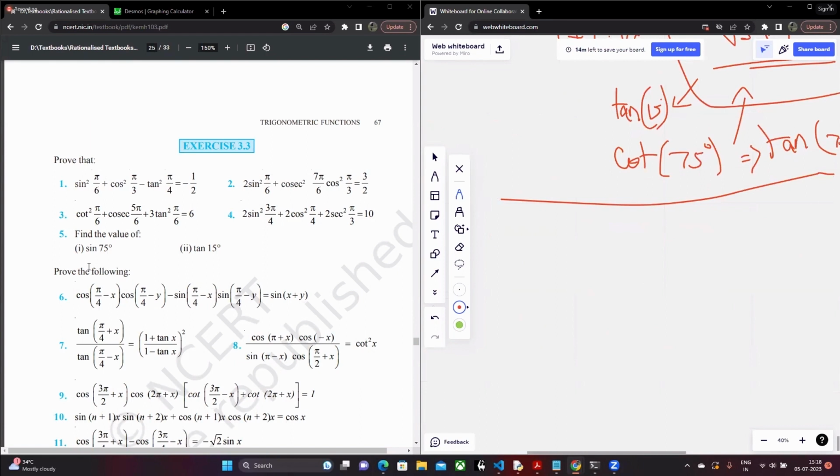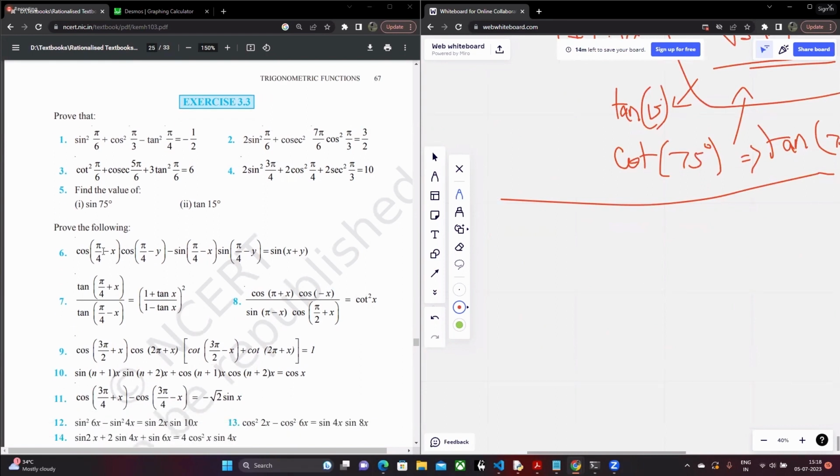From question number 6 onwards, it's going to be a little bit trickier because you're going to be working with variables x and y and not exactly standard angles themselves, right? And so you're going to be using some kind of condensation formula, etc. Question number 6 states that cos of pi by 4 minus x into cos of pi by 4 minus y minus sin pi by 4 minus x sin pi by 4 minus y is going to be equal to sin of x plus y.